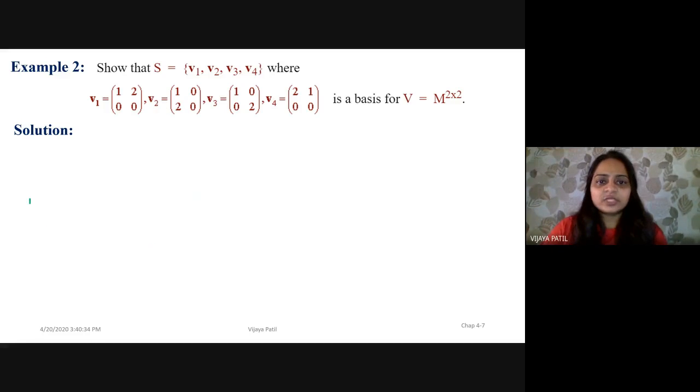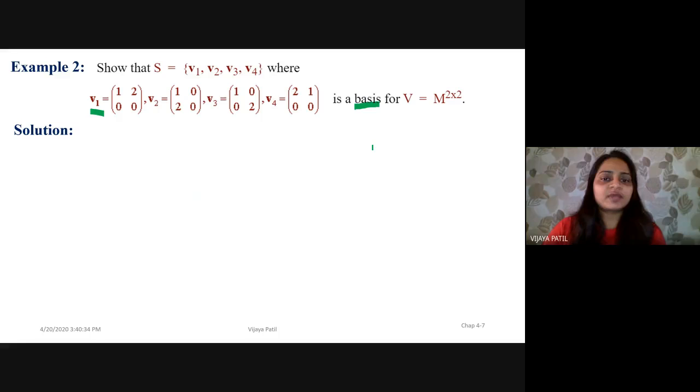Let us check this with an example. Now S is V1, V2, V3, V4. Only 4 vectors are there, which are 2 cross 2 matrices. The vectors are V1, V2, V3, and V4. It's been given to you here in this example. We need to show that it's a basis for M2 cross 2. M2 cross 2 means matrices of order 2 cross 2.